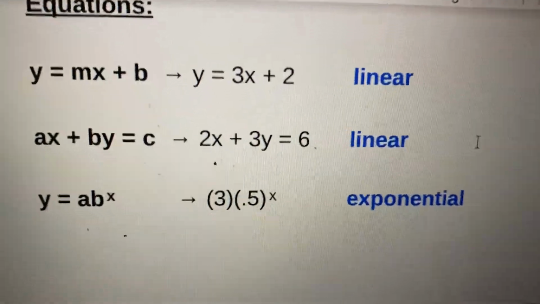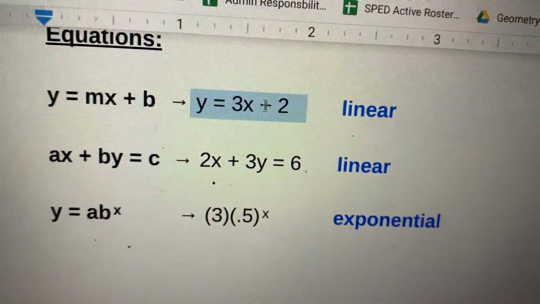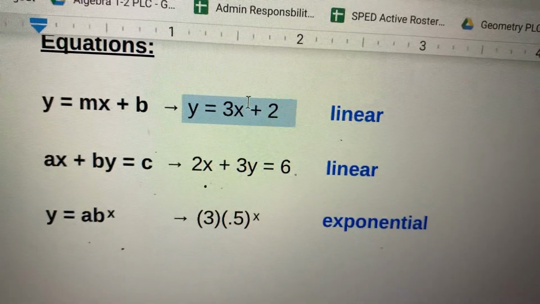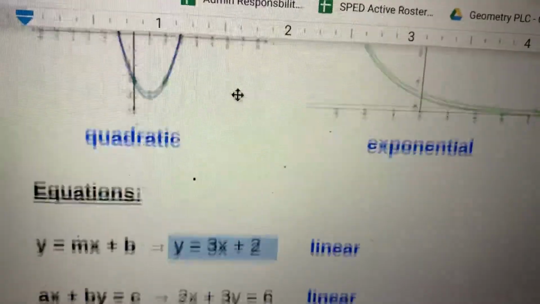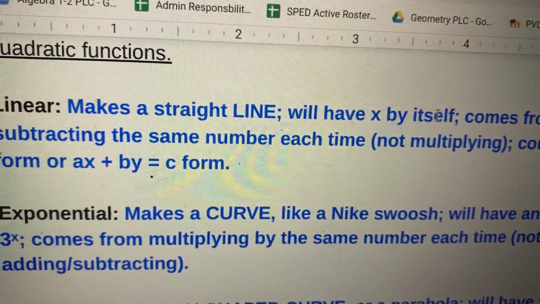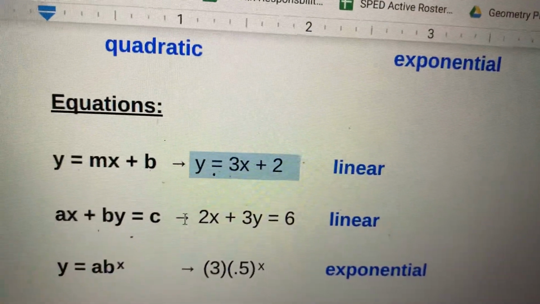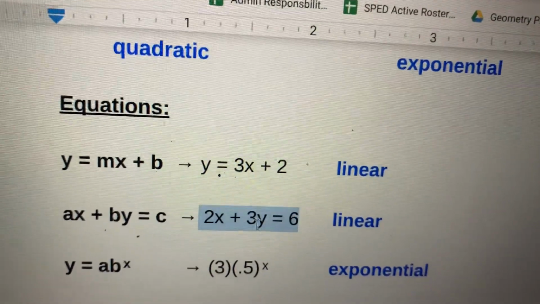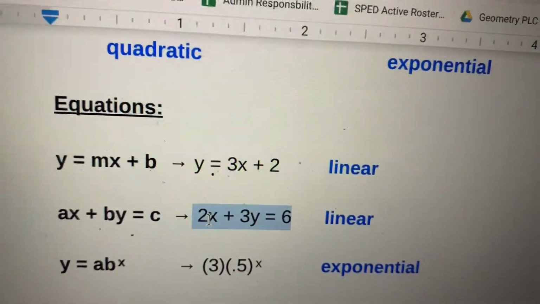Here's some equations. So if we have this one here, y equals 3x plus 2, well, we have x by itself, okay? There's no x with an exponent. There's no x squared. So because it tells us up here that if it's just going to have x by itself, it's going to be linear. So we know that first one is linear. Same thing with this middle one. We have 2x plus 3y equals 6. So the x here is just a regular x. It's not an exponent and it's not x squared. So it's going to be linear.